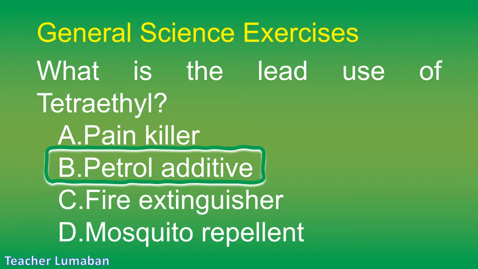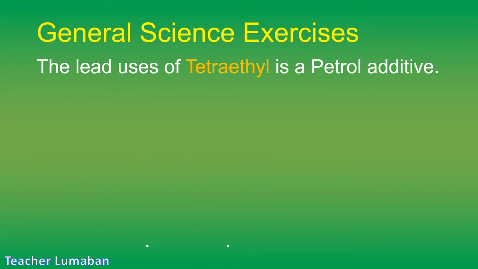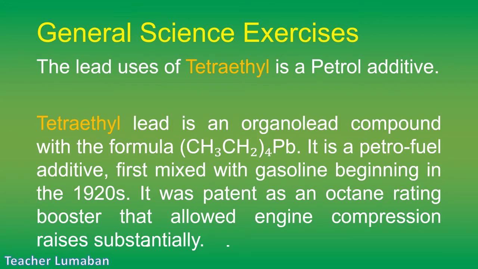Petrol additive. The lead use of tetraethyl is a petrol additive. Tetraethyllead is an organolead compound with the formula (CH3CH2)4Pb. It is a petrol additive, first mixed with gasoline beginning in the 1920s. It was patented as an octane rating booster that allowed engine compression to be raised substantially.